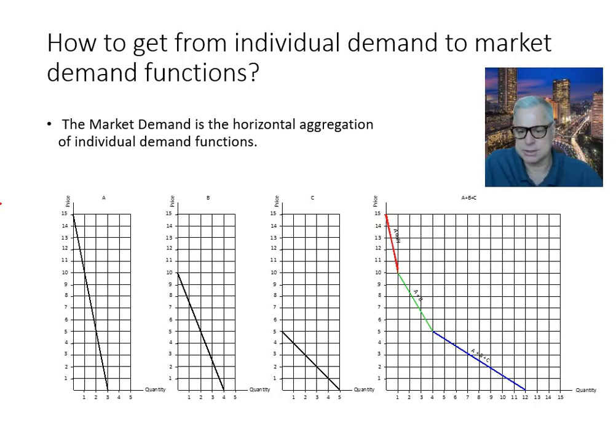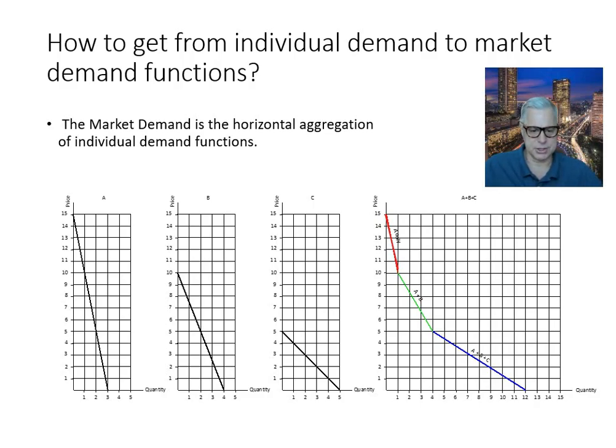So that means in this case, the blue segment of the market demand function, or the aggregate demand function, has added up horizontally the quantities demanded of A, B, and C. So the key to developing a market demand function is essentially to aggregate horizontally individual demand functions.